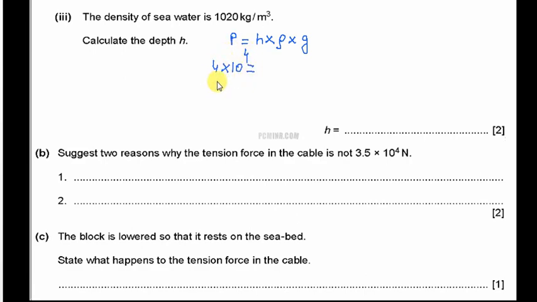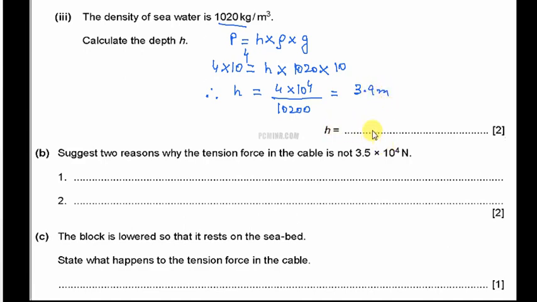So just plug in the correct values now. For pressure we put it here, 4 times 10 to the power 4 is equal to h, we have to calculate, times rho, it is given here, the density of the seawater 1020, times g, for the sake of convenience we would take it as 10. Therefore, when you just rearrange the terms, you get h as 4 into 10 to the power 4 upon 10200, and solving this you would get a height of 3.9 meters, which you can approximately write as 4 meters.